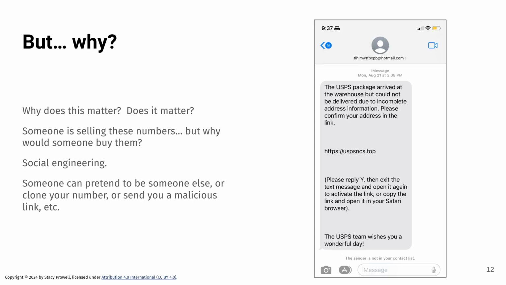The thing I'm showing over on the right-hand side of the screen is not a malicious WhatsApp message. It's just a message that I got, which is super legit, right? My package has arrived at the warehouse, but it couldn't be delivered because of incomplete address information. I want my package, right? So you can see they gave me a link to click, https uspsncs.top. That's the most legitimate United States Postal Service link I've ever seen.